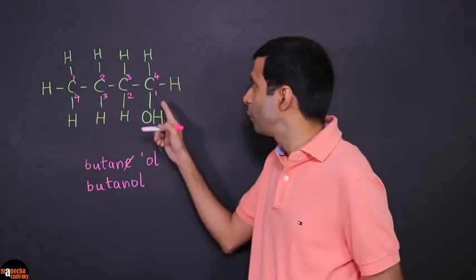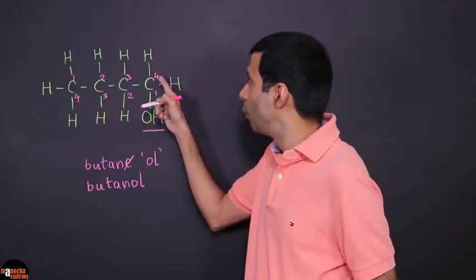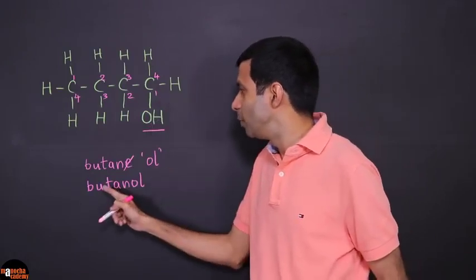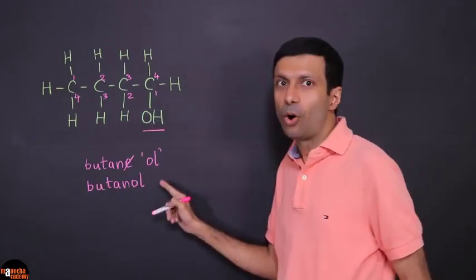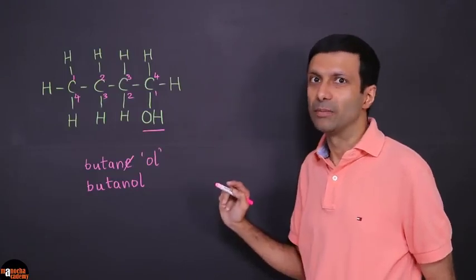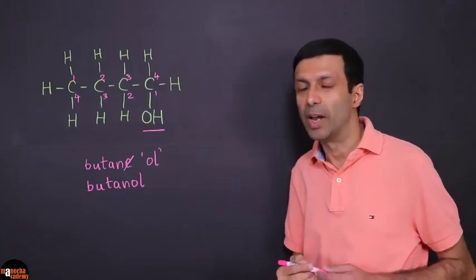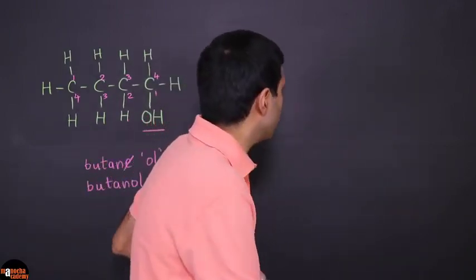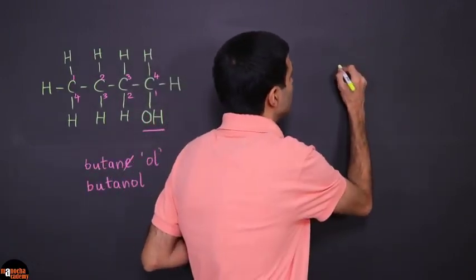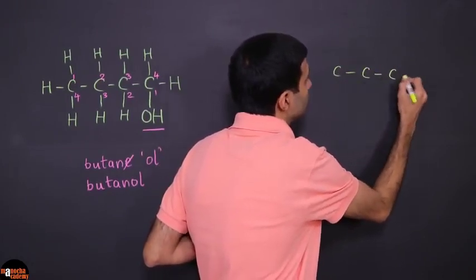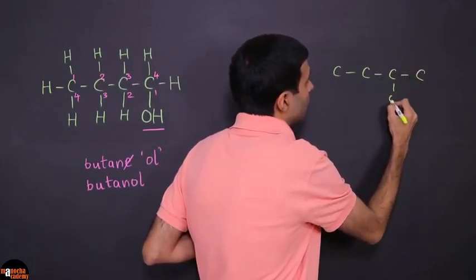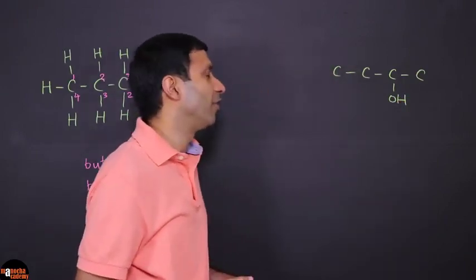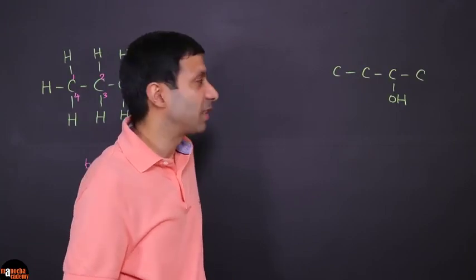And what is the position of the OH? It's at position 4, but we'll choose the number 1 here because that's the smallest number. So it's basically butan-1-ol, or basically butanol, because we don't have to write the number 1. Now let's say the OH was at a different position. So let's say we had something like this. And the OH was here, and the rest of course are hydrogens. So what will be the name of this compound?